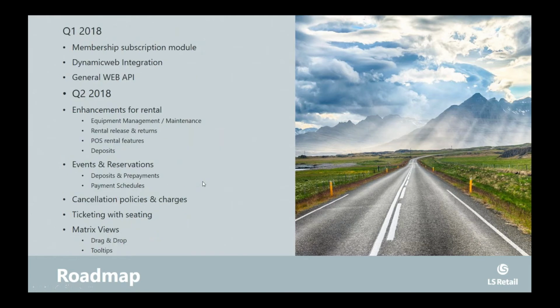So what's ahead? In Q1 2018, we were actually planning to release the subscription module in December, but we decided to put the matrix view as a priority, and the membership subscription module will be released in Q1. A small change regarding the web interface: we are now working with a company called Dynamic Web, which is in the process of finalizing an e-commerce front end for LS Retail in general, and the Dynamic Web front end or application will support LS Activity as well. So that is something new we aim to release in Q1.